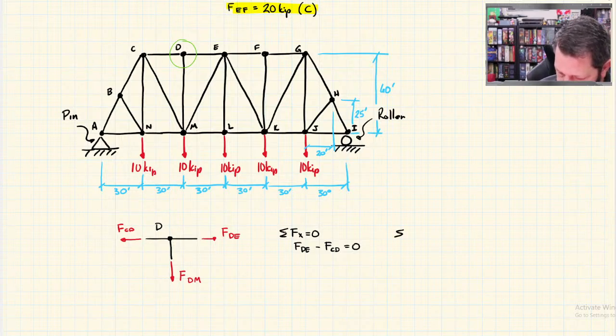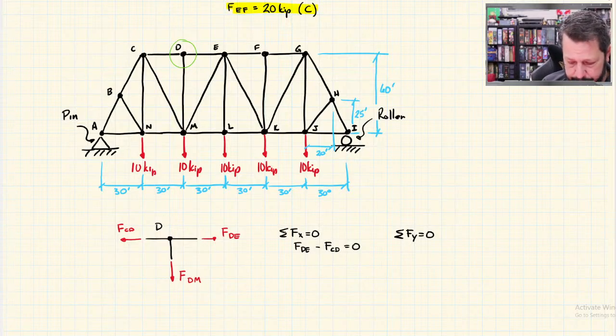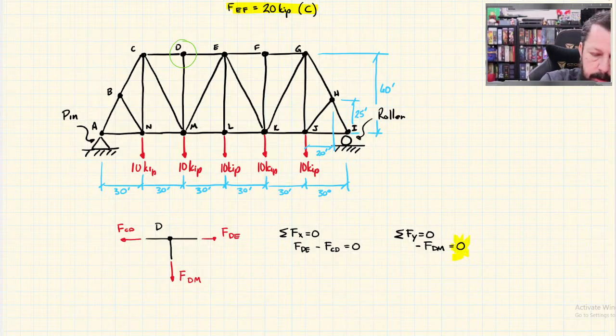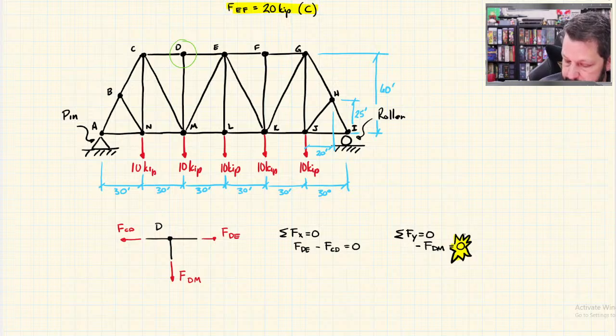But what happens when we write this equation in the Y direction? We get minus FDM, because it's going down, but I don't have anything to add to it, so it just equals 0. So there are zero force members in trusses. This is one example of a zero force member.